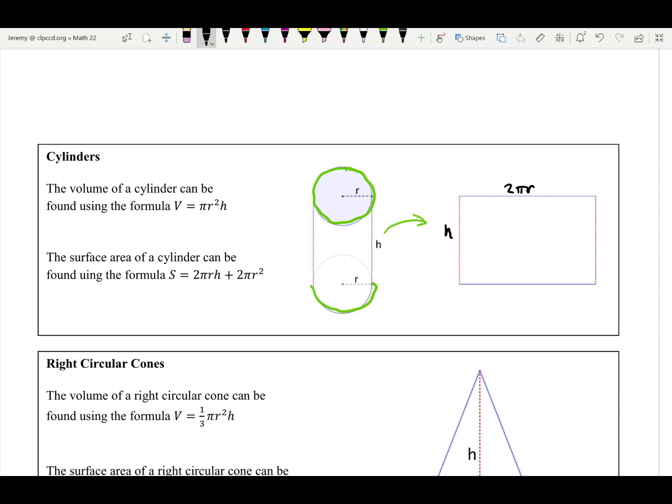So the area of that right there is just going to be base times height. It's going to be 2 pi r times h. Okay, so see how we just kind of quickly, informally derived this formula for the surface area of a cylinder.